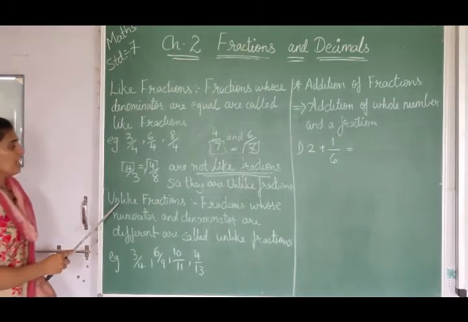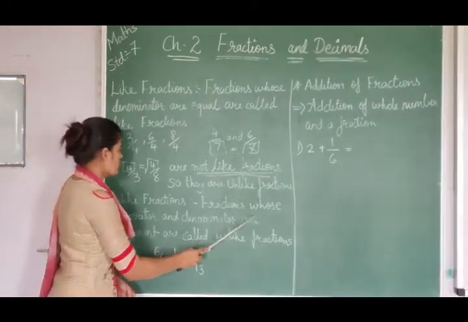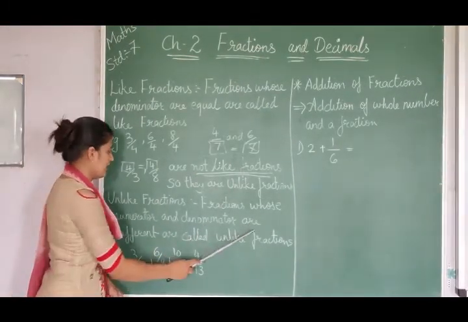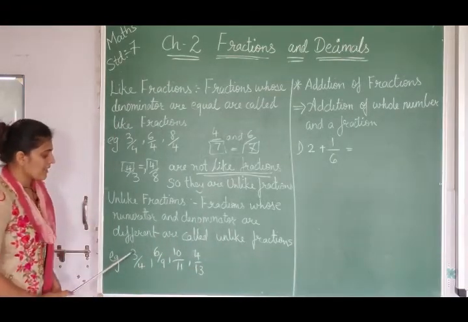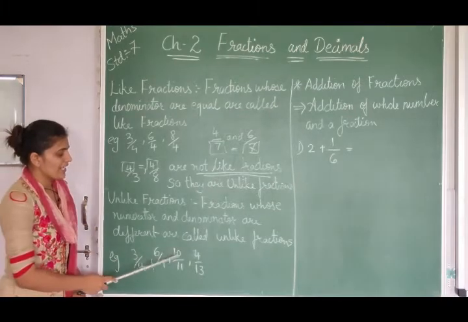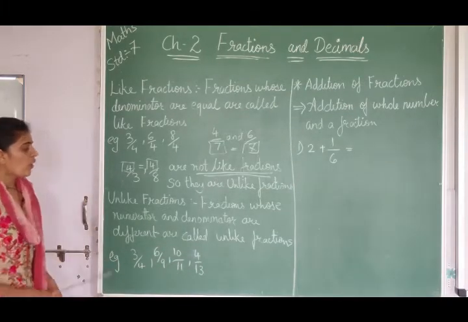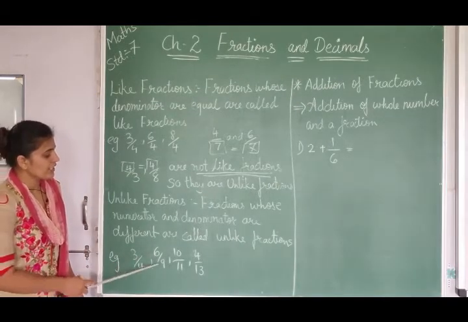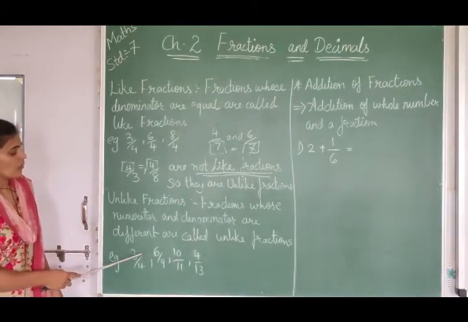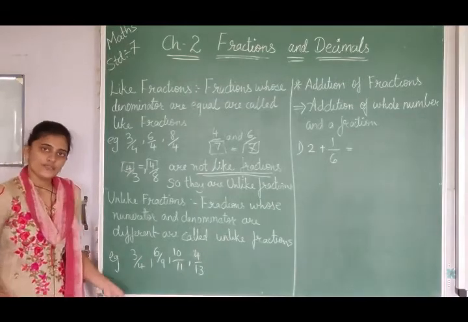Another thing, unlike fractions: fractions whose numerators and denominators are different are called unlike fractions. Here example is given 3 by 4, 6 by 9, 10 by 11, 4 by 13. All these are unlike fractions. Here you can see the numerators and denominators of all 4 of the fractions are different.